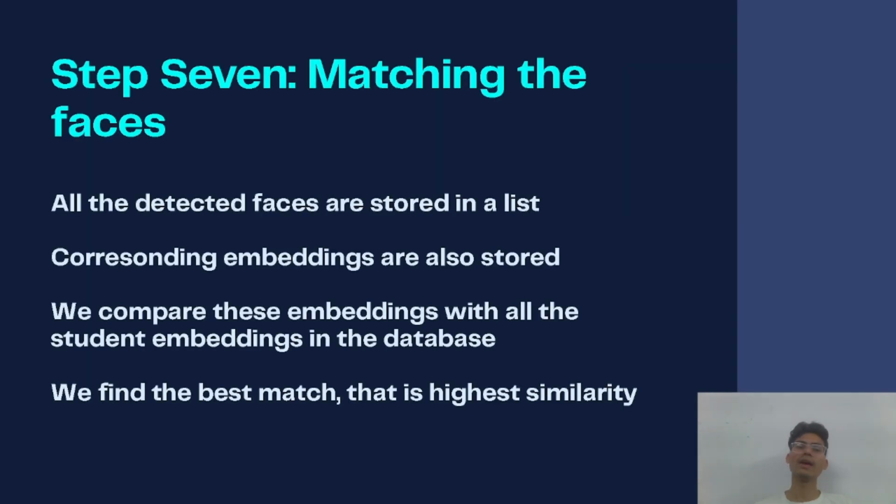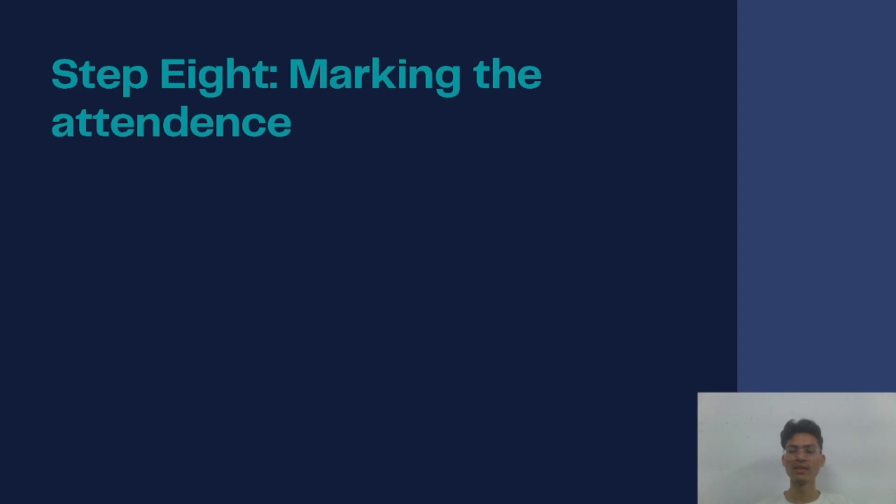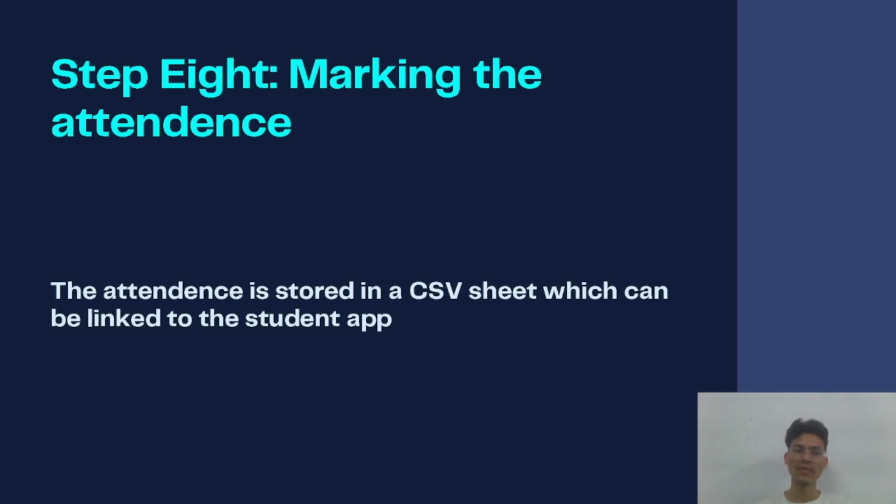But there's a catch. What if all the similarities are low, like 0.2, 0.4, and those numbers? In such a case, we set a threshold, so that it's not like among all the worst similarities you take the best one and match the face. That is not possible. We do this. Now we are at the last step, that is marking the attendance.